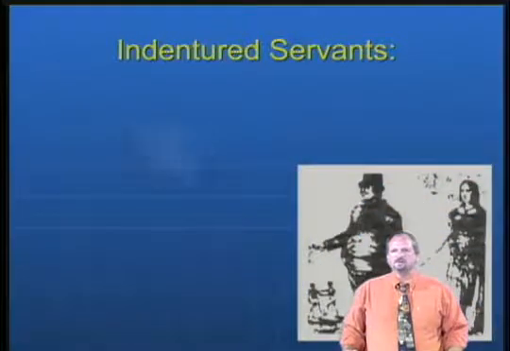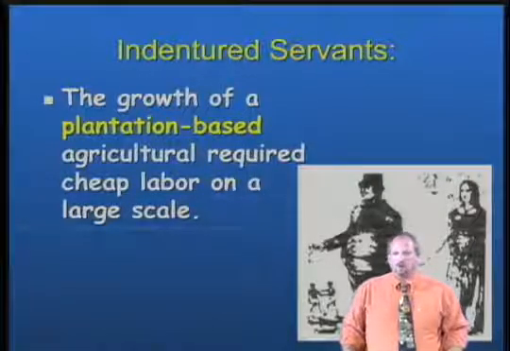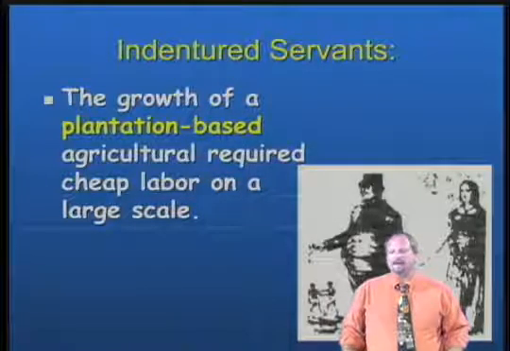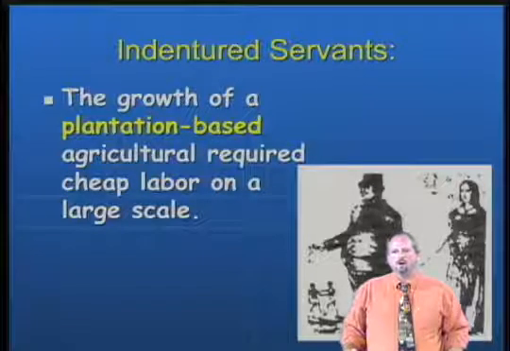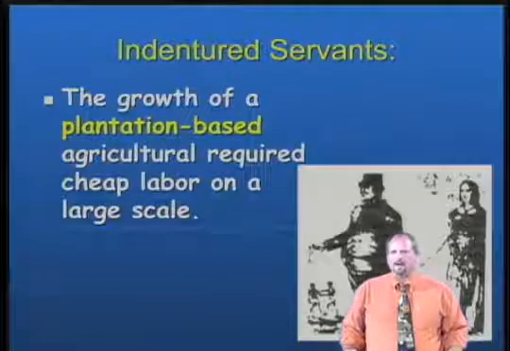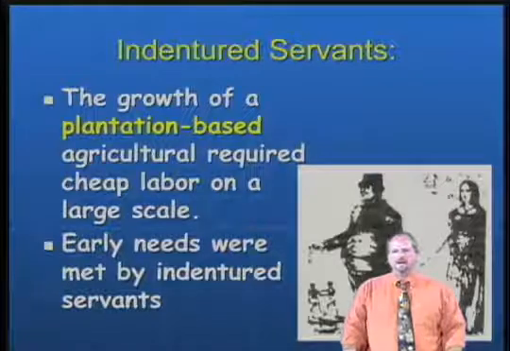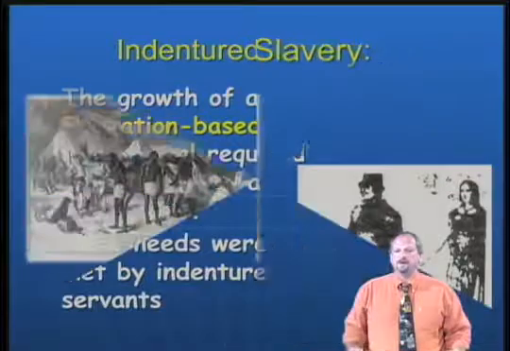The indentured servants. We've mentioned that these were people who were hired, their passage paid across the Atlantic to work on a plantation for a series of years before they would be freed and get a piece of land for themselves. The growth of plantation-based agriculture required cheap labor on a large scale, and these indentured servants became the first and primary use. So these early needs were met by indentured servants. Again, we are going to get the cheap labor and also populate the colony.